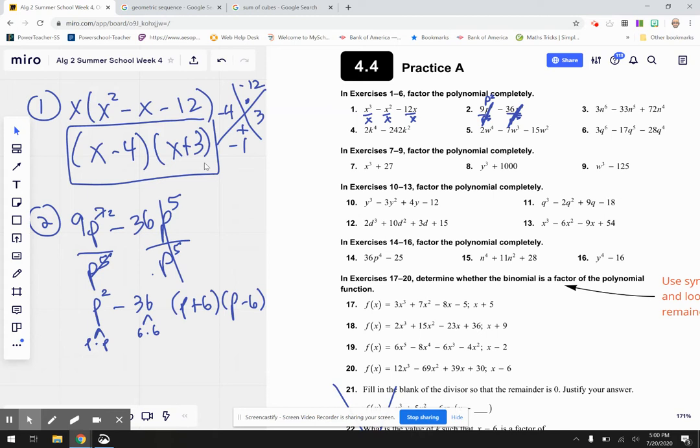Number 3. We have a GCF again. All of these are having GCFs. You could divide all of these by a 3. And all of them have at least 4 n's. So what you'd have is a GCF of 3.